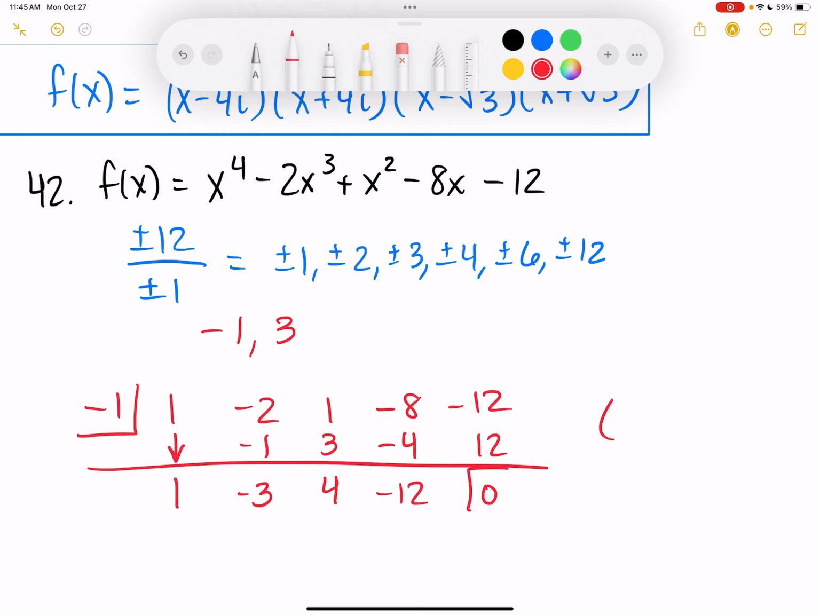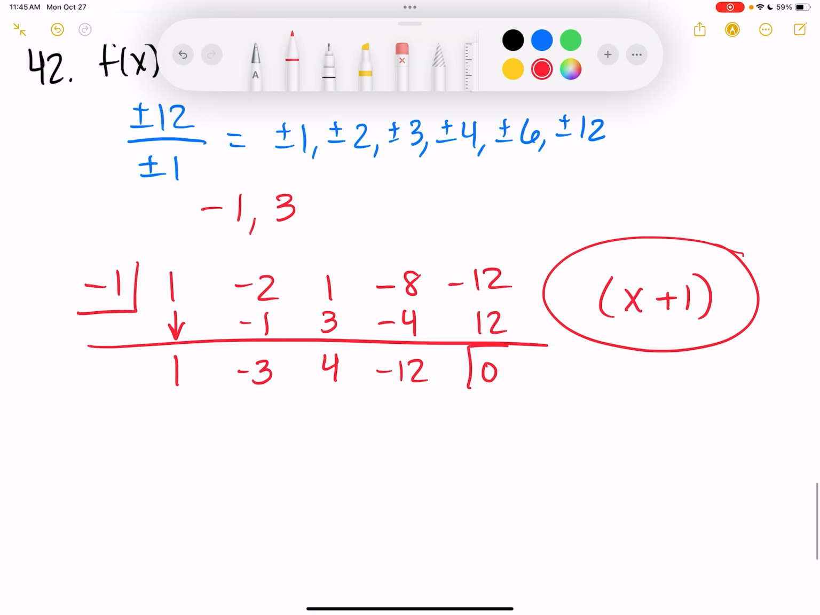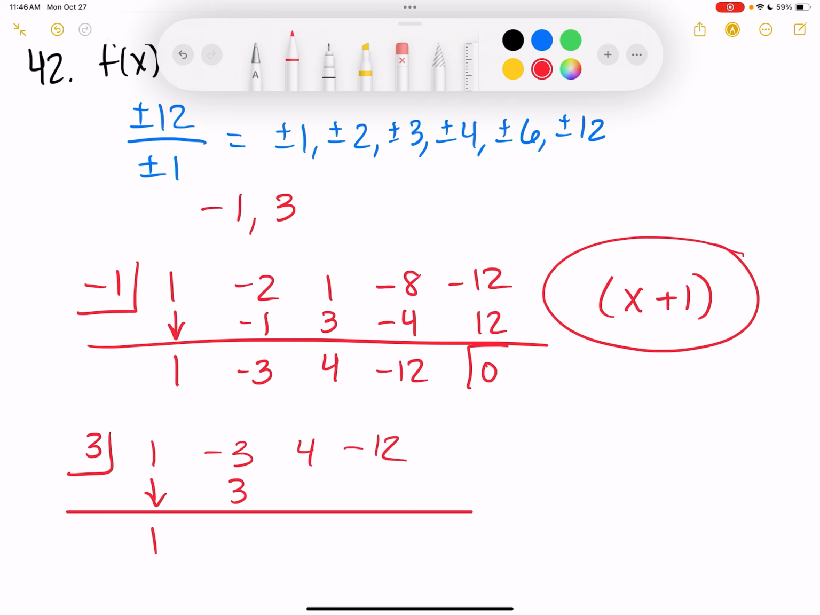So I like to usually go ahead and write over here to the side what the factor is, which is x plus 1. I usually circle it so I don't lose it on my paper somewhere. I'm going to use the resulting numbers with 3 to check that one and make sure that it works. So I've got 1, -3, 4, -12. Bring down the 1. Times 3 is 3. Minus 3 is 0. Times 3 is 0. Plus 4 is 4. Times 3 is 12. Minus 12 is 0. So that one also works. So this factor is x minus 3.